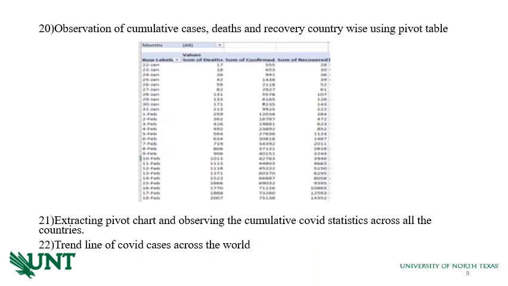I have also made a pivot table from the data, to know how many cases were reported on a particular day. This is the pivot table we can observe here. On 22nd Jan, the sum of deaths is 17, the sum of confirmed is 555, and the sum of recovered is 28. In a similar fashion, as we move from one day to the next, the dates are reported, and we can observe the same thing here.